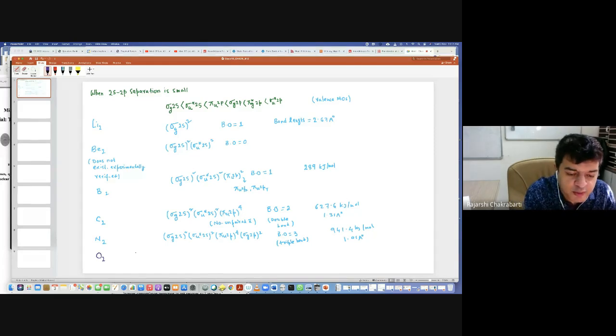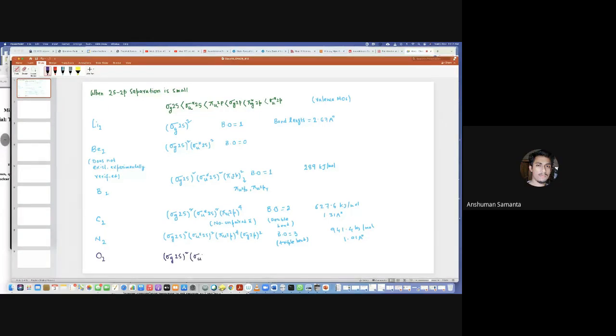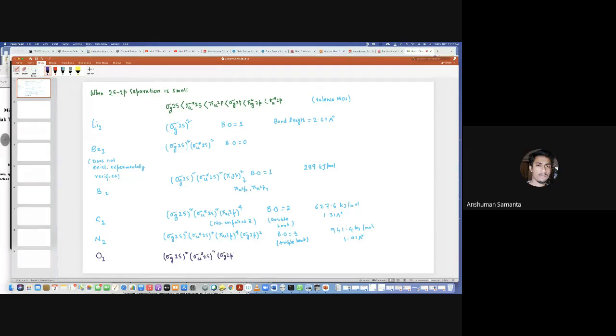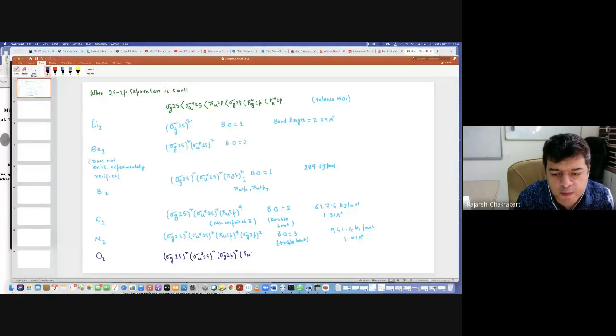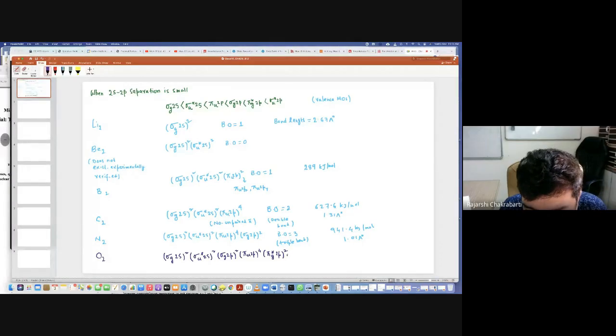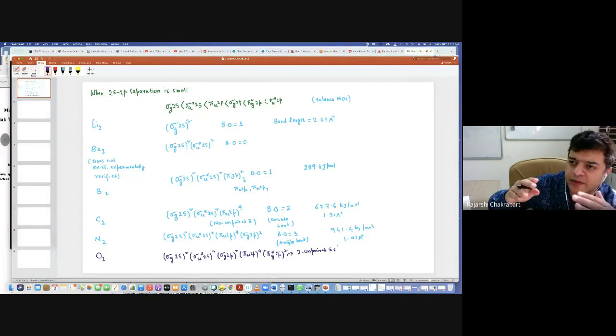In that case, can you tell me what will be the configuration? Sigma g 2s2, sigma u star 2s2, sigma g 2p2, then pi u 2p4, and then you need more electrons, no? Pi g star 2p2. So what does it mean? Again, you have unpaired electrons in the pi orbitals, okay? Because they are parallel.